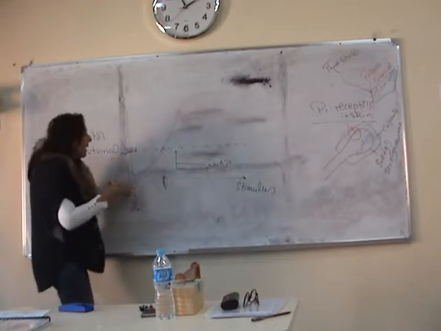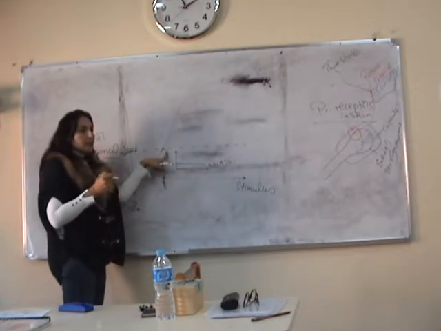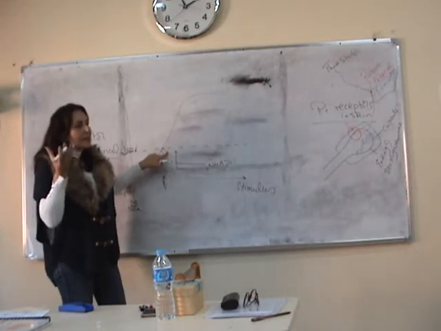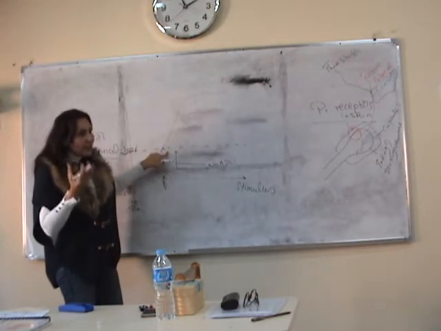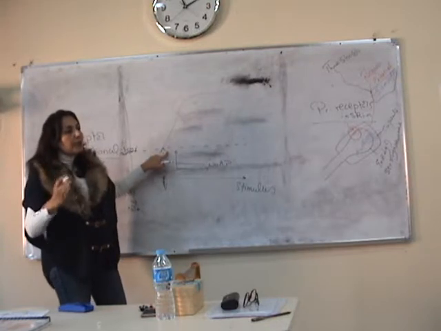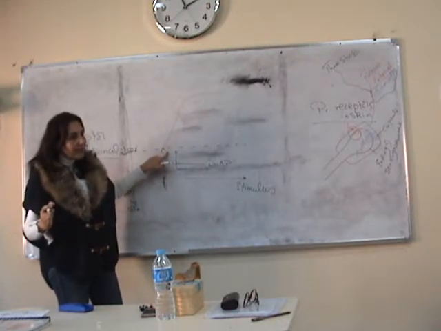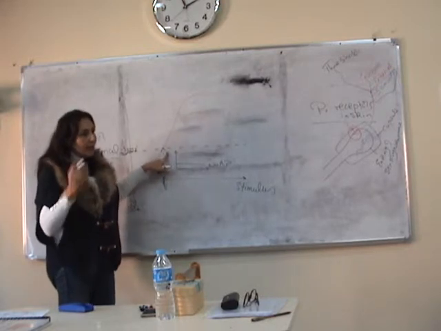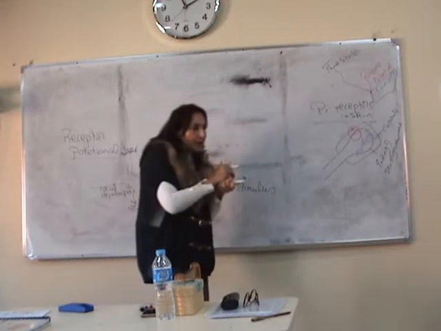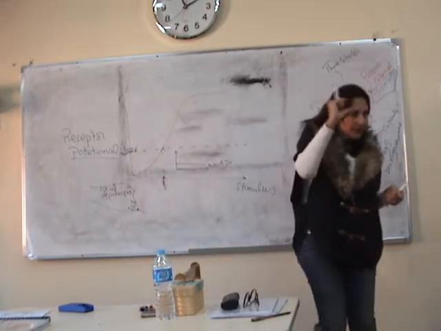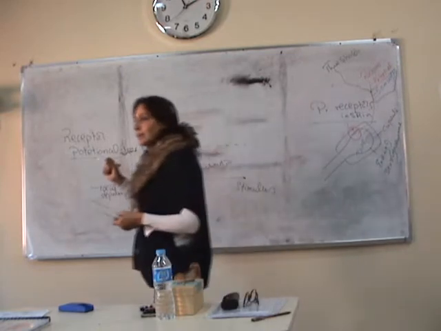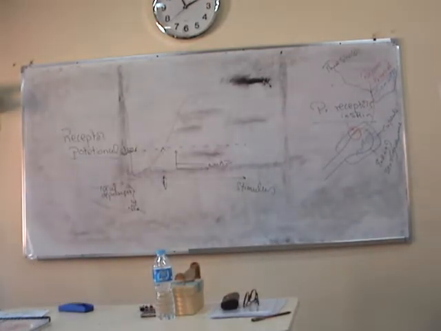But if it reached the threshold and above the threshold, this is enough. There's enough depolarization to open the voltage-gated sodium channels. So there will be an influx, and an action potential will be generated. So if the receptor potential reaches the threshold potential, an action potential can be generated. But if it's below the threshold, the action potential will never be generated.